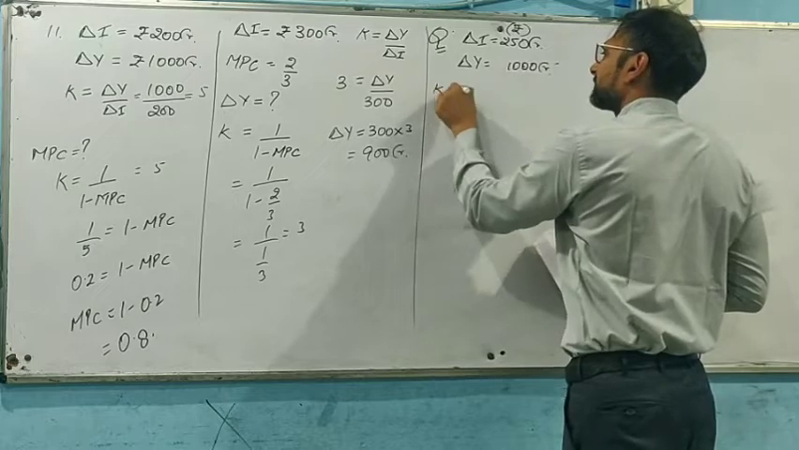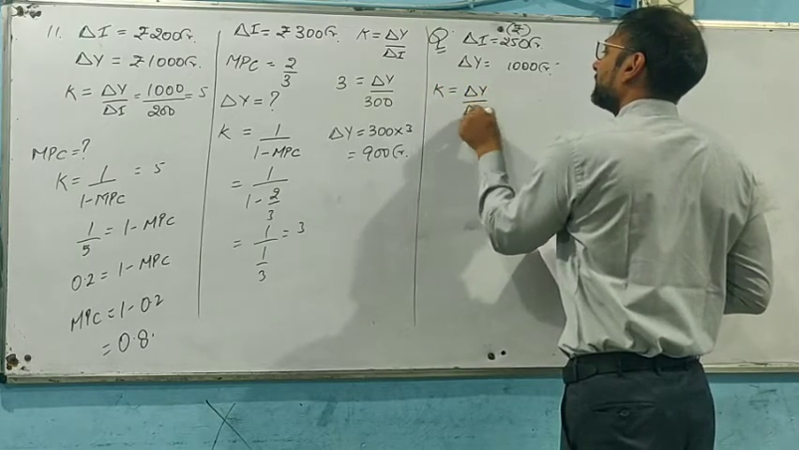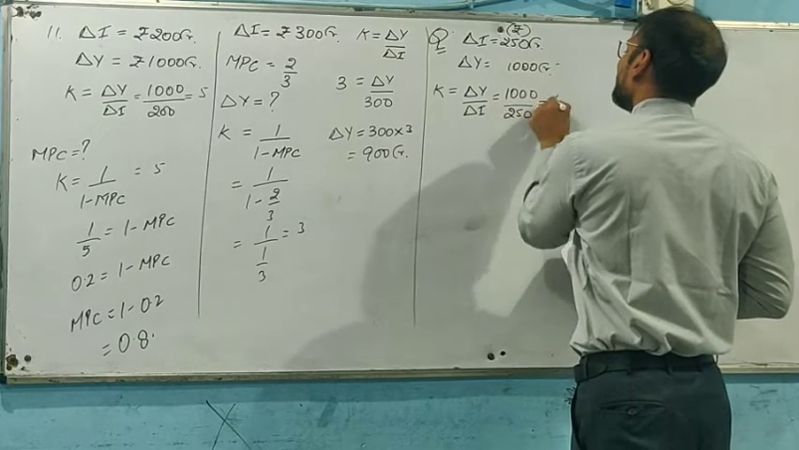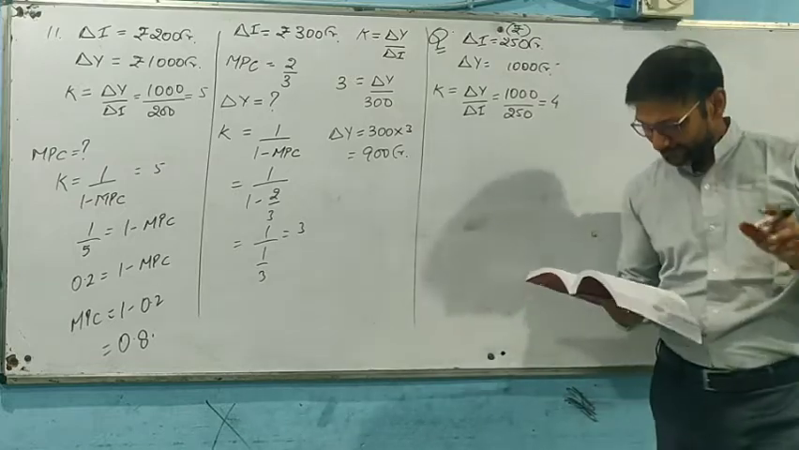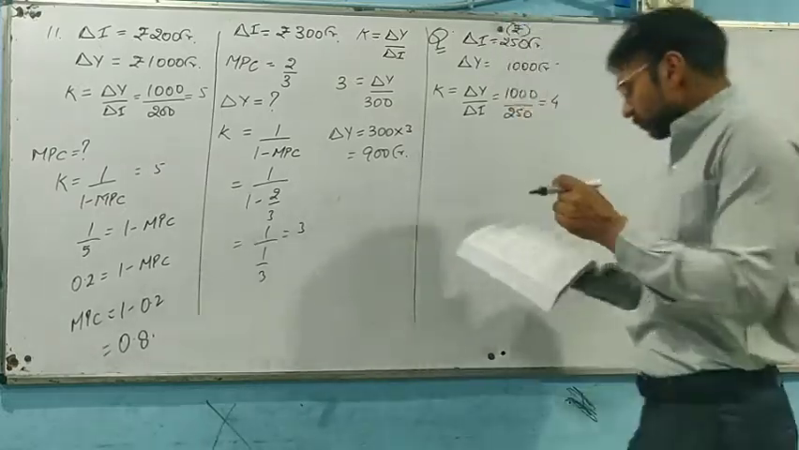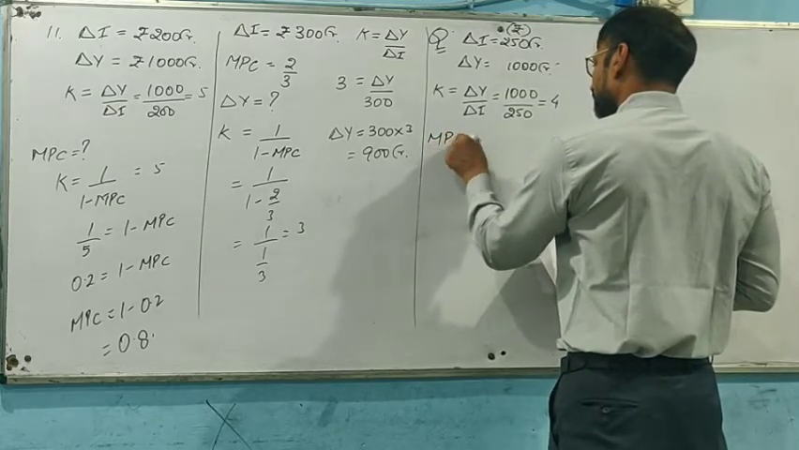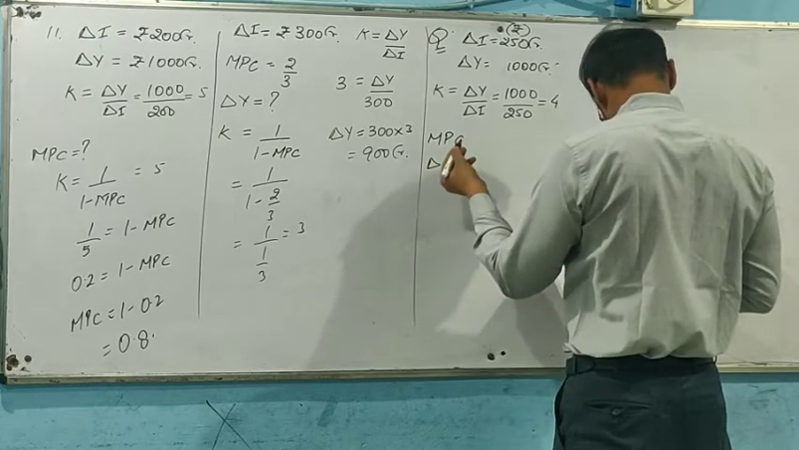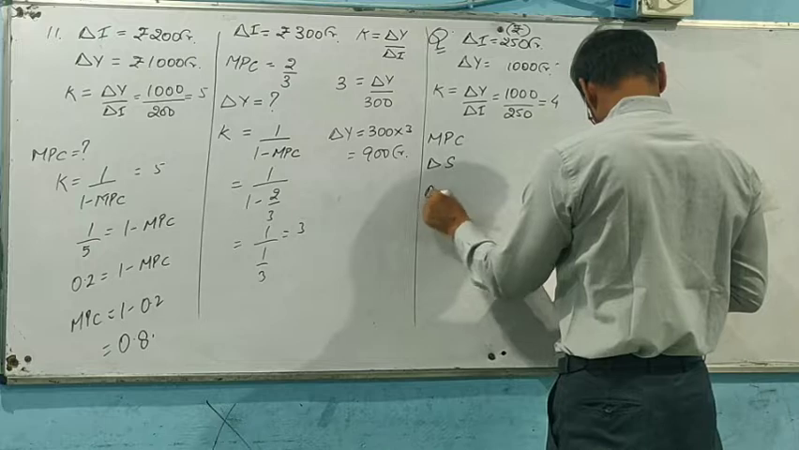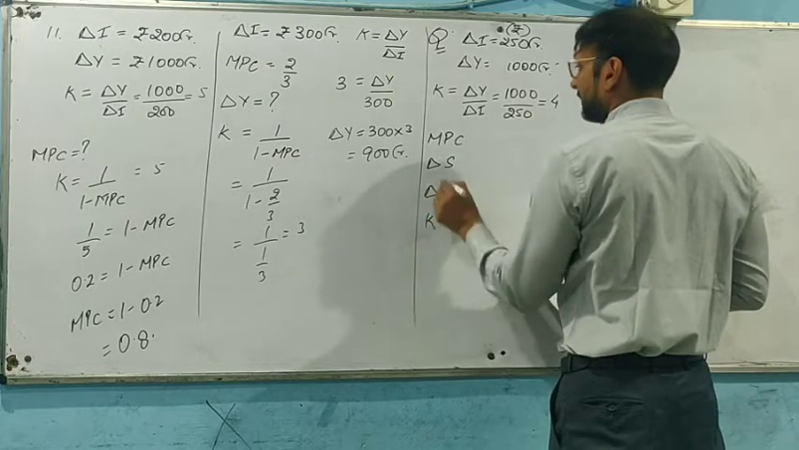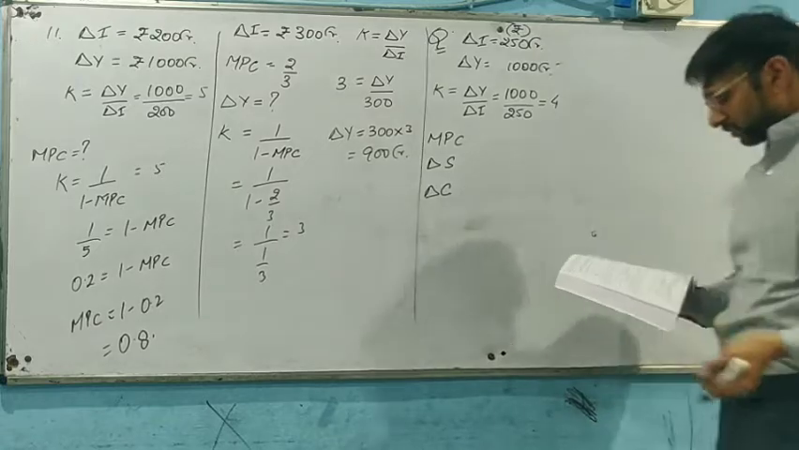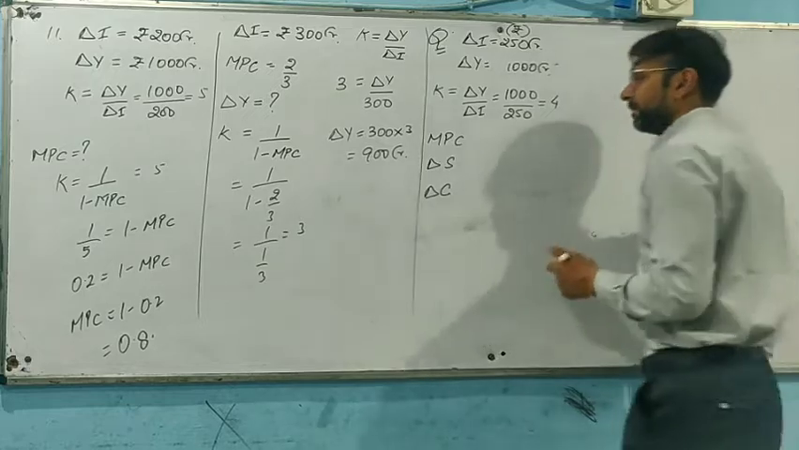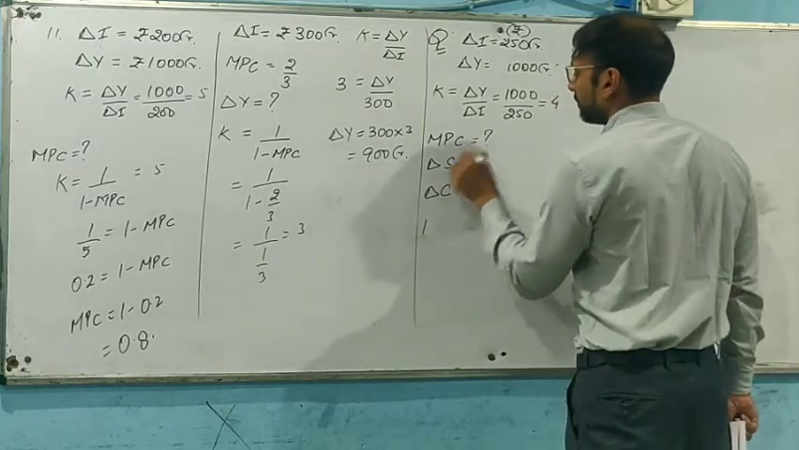It means if we just find out right now only delta Y upon delta I, that is 1000 upon 250, the multiplier will be 4. Fine? Now, calculate the following. What do we need to find out? We need to find out MPC, delta S, delta C and K. K we already found, so we need not find it out. Now, if we need to find out MPC, we can easily put the formula.